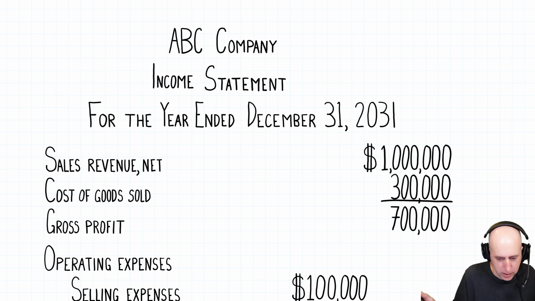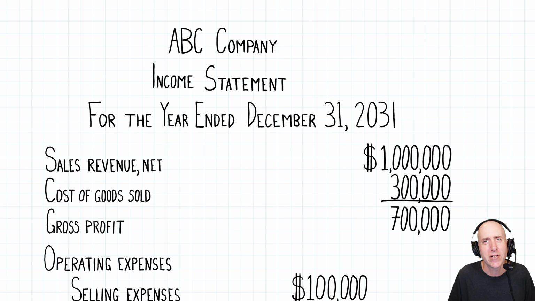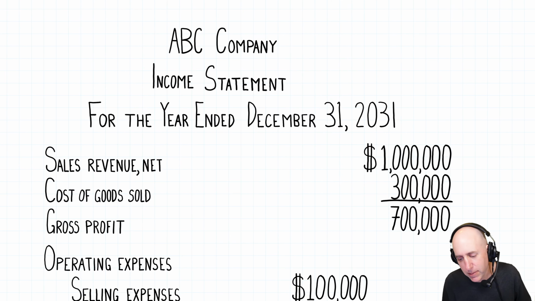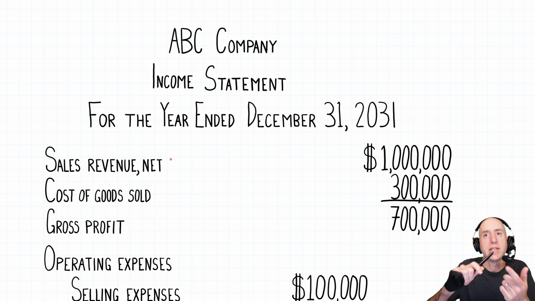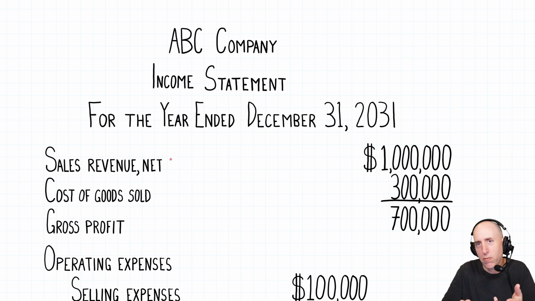So we start with a 3-line title: name of the company, income statement, which can also be called statement of operations or statement of financial performance. I've seen that as well. For the year ended December 31st, 2031. You can see the first line there, sales, net. Now, what is it net of? Sales minus any discounts, minus any returns or allowances equals net sales. But I'll start with net sales, $1 million.